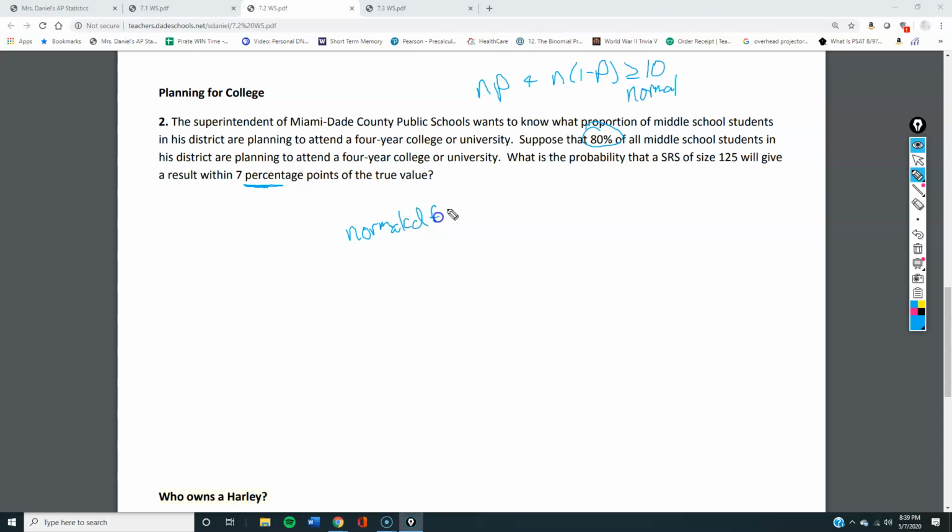I'm going to do 7% below 80%, so 0.73. I'm going to do 7% above, so 0.87. I'm going to do a mean and a standard deviation. Oh no, what is the standard deviation, Mr. Twiller? Well, that's a good question.